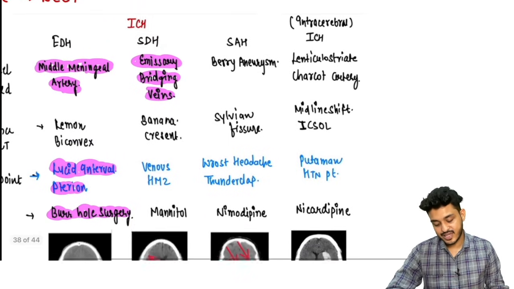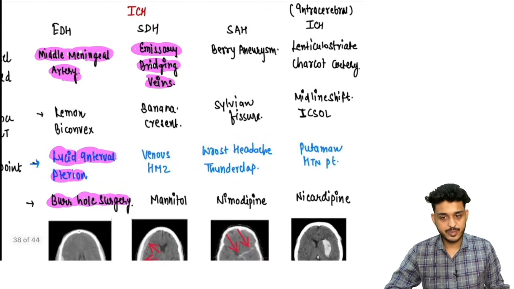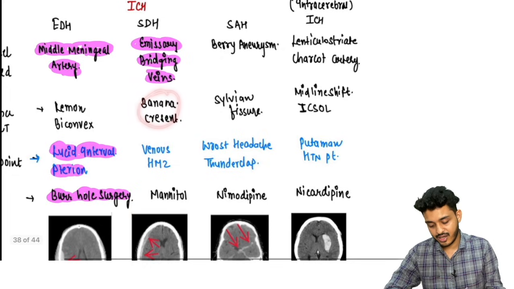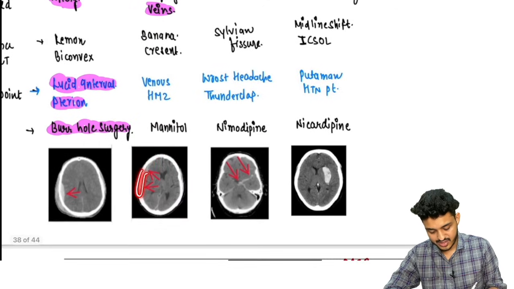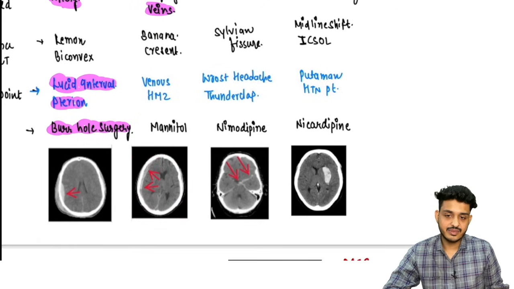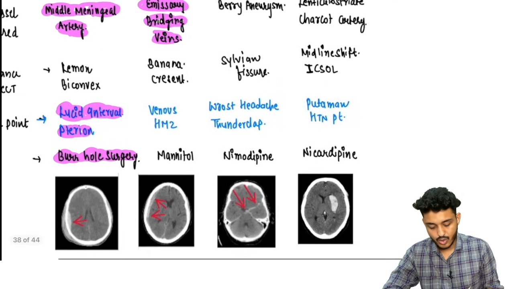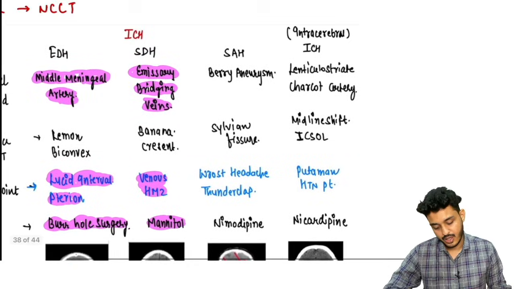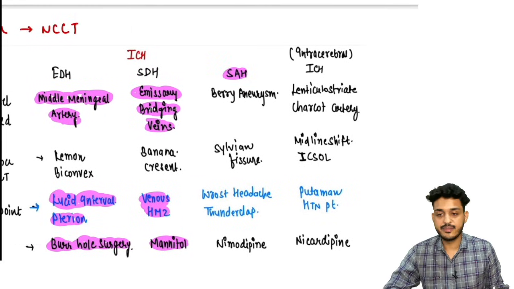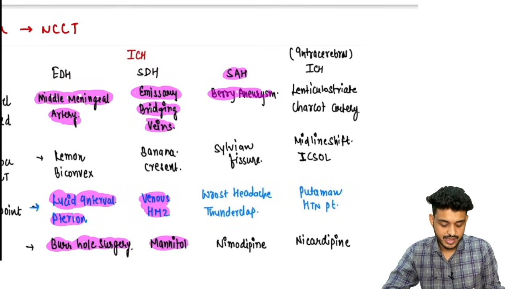Second is your SDH. SDH is going to be because of emissary veins. You are going to have a banana or crescent shape. You can appreciate the banana or crescent shape over here. This is the only venous hemorrhage that we are having, and the drug will be mannitol. Mannitol you can give. Third one is your subarachnoid hemorrhage, which is going to be due to a ruptured berry aneurysm.